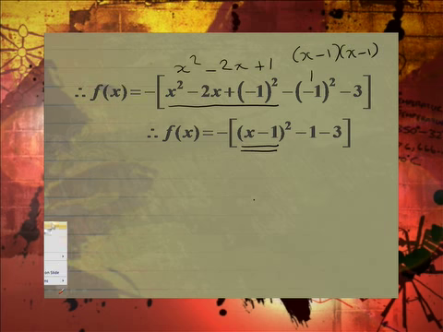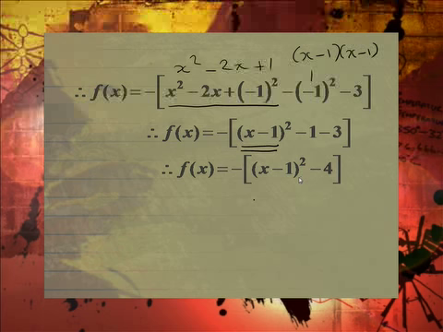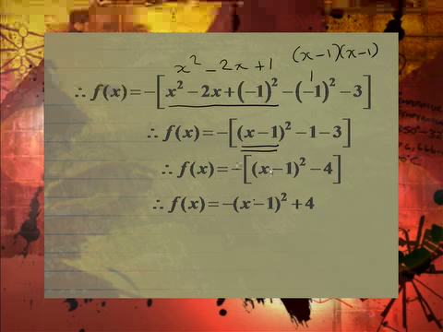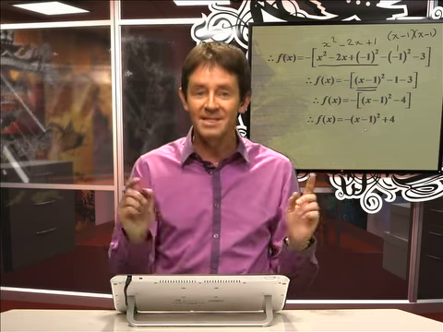So what can we then do? All right, this is minus (x minus 1) squared minus 4. Now just bring the negative in. Put the negative next to the brackets, and then the minus times the minus is plus. And guess what? We're back to square one. We're back to normal. Isn't this amazing?